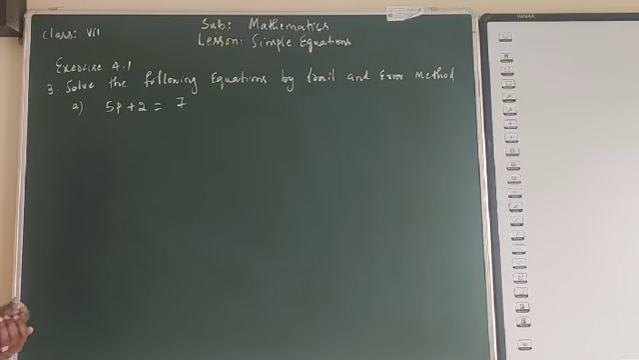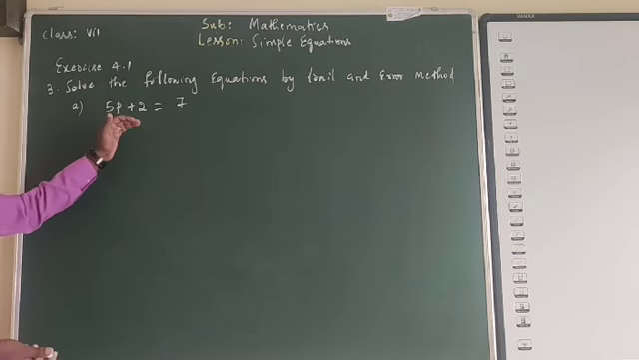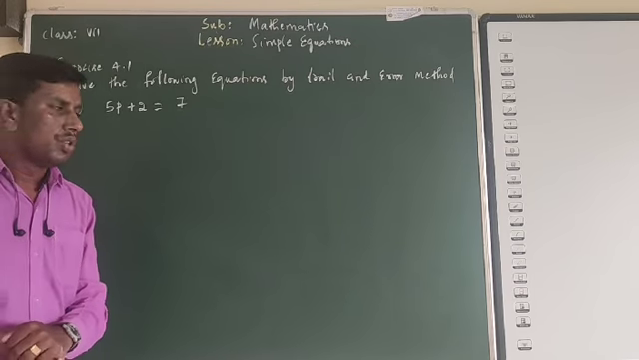5t plus 2 is equal to 7. Here we need to find the solutions by using the trial and error method. Solve the following equations. In this, we should find out the solution.